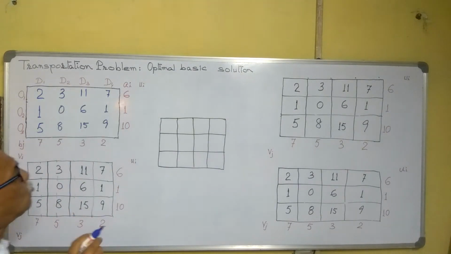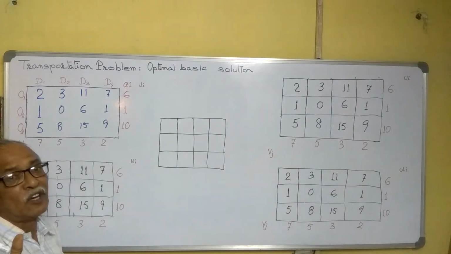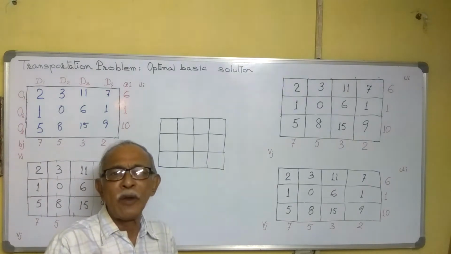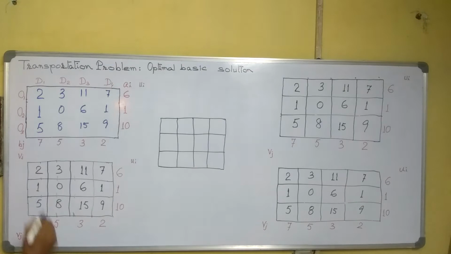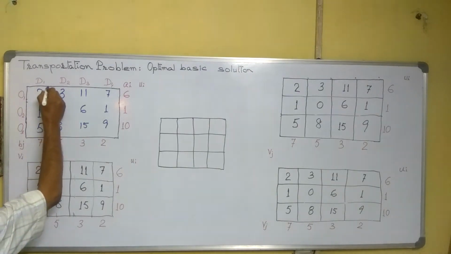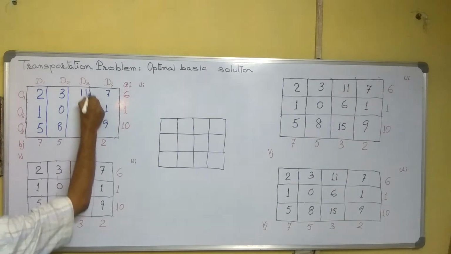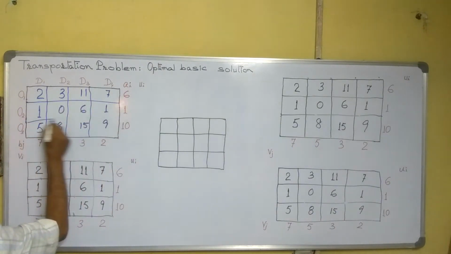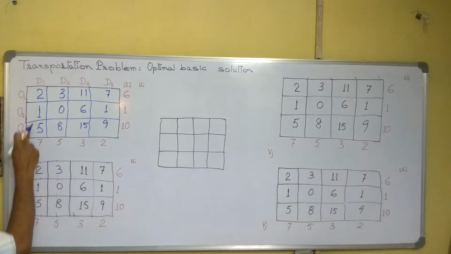So first we have to find a feasible basic solution. For that, we can adopt any of the methods we have learned earlier. So today what I will show, we will apply the column minima method. For applying the column minima method, see the method: first find the least element in this column.